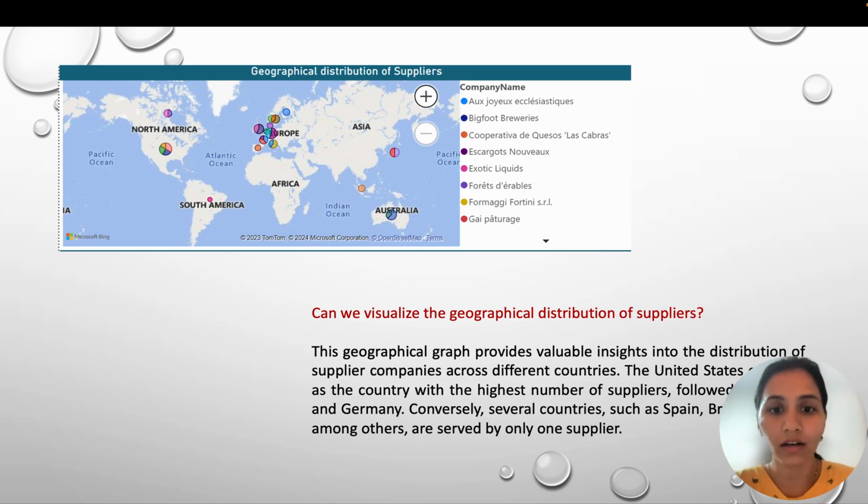Meanwhile Spain, Brazil, and Finland have only one supplier in the country, which suggests that there may be very few customers in these countries, so we need to market there. So this ends my Power BI solutions for the questions.